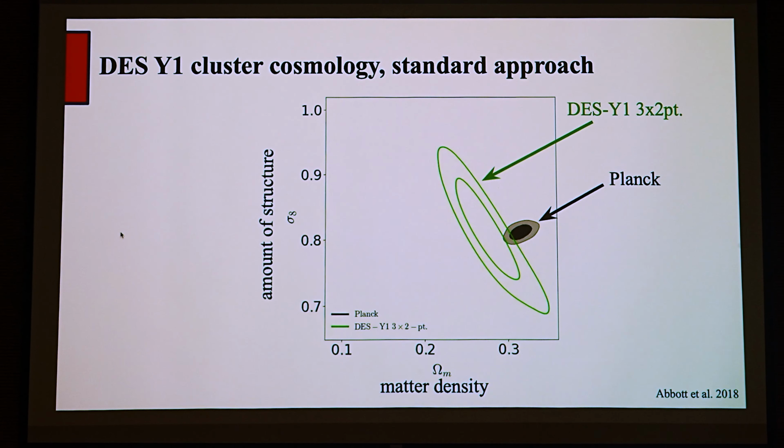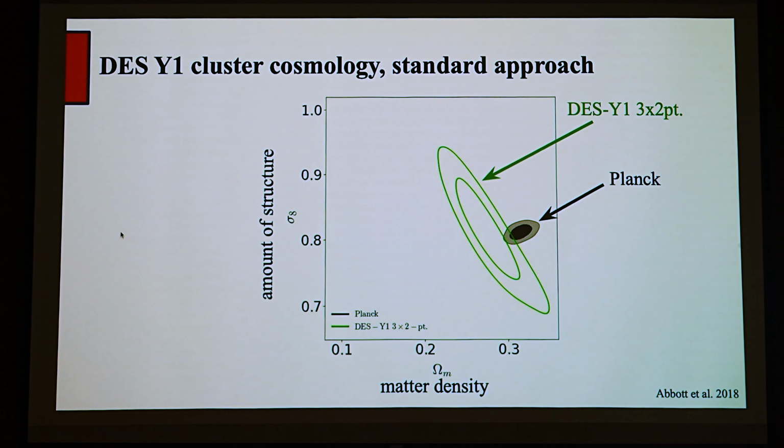Okay, so to begin, these are constraints on sigma 8 and omega m from Planck in black and from DES year 1 3x2 in green. For those who don't know, 3x2 refers to three 2-point functions: cosmic shear, galaxy clustering, and galaxy-galaxy lensing. So this is a fairly standard probe now for low redshift clustering. And so you can see that the 3x2 in green is roughly consistent with Planck, with maybe a hint of S8 tension.